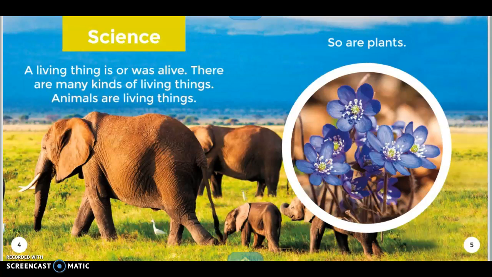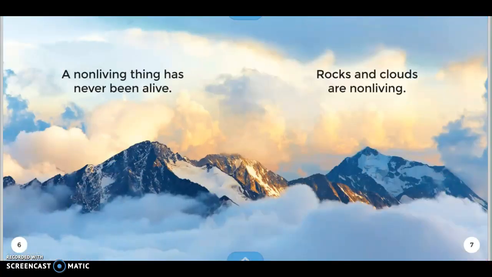Science. A living thing is or was alive. There are many kinds of living things. Animals are living things. So are plants. A non-living thing has never been alive. Rocks and clouds are non-living.